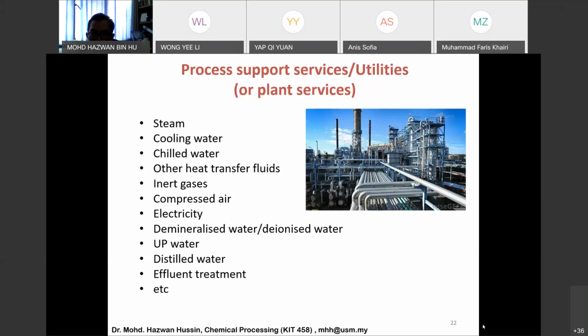Demineralized water is the water that you use that doesn't have minerals. So what kinds of minerals are we talking about? It doesn't contain sodium, it doesn't contain potassium and so on. Meanwhile, deionized water means that it doesn't contain ions like chloride ions, phosphate ions, carbonate ions, and so on in the water.